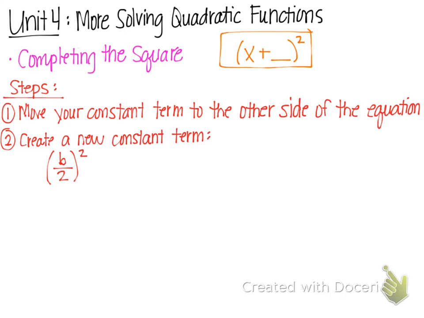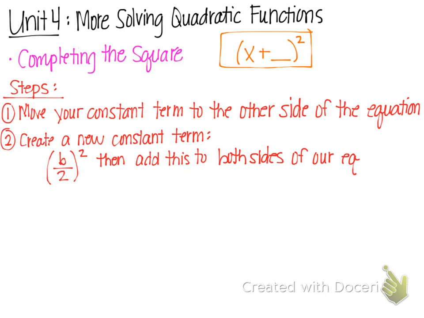So, we're going to create it, then add this to both sides of our equation. This new constant term is the key to what's going to create our perfect square when we complete the square. And remember, as long as you do something to one side, if you do it to the other, then we're all fair.